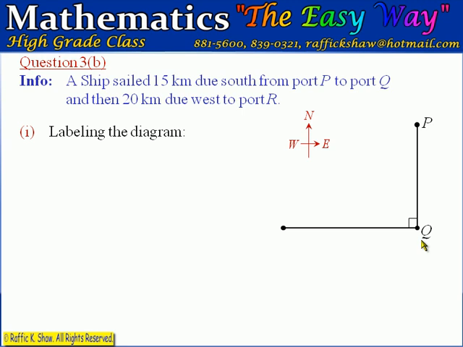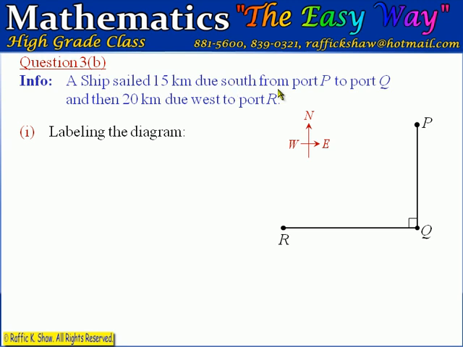And then it sailed due west, which means it went left of Q. West is this direction. So if it sailed west from Q to R, it means it went this direction, and hence this must be the point R. So we can go ahead and show the point R there.